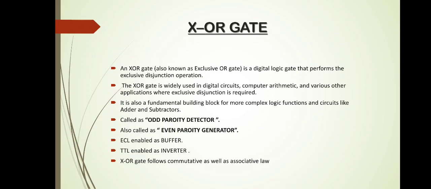The XOR gate is also called an odd parity detector, because its output will only come high when there is an odd number of 1s present in the input bits. And our XOR gate is also called an even parity generator. It is ECL enabled as a buffer in the XOR gate and TTL enabled as an inverter in the XOR gate. Our XOR gate follows the commutative as well as the associative law.